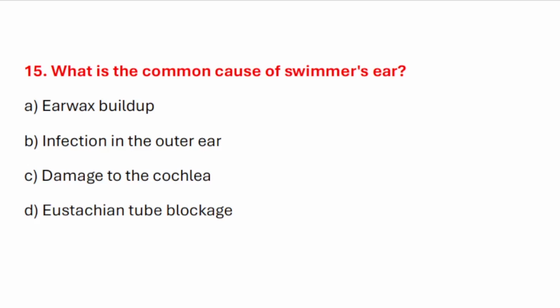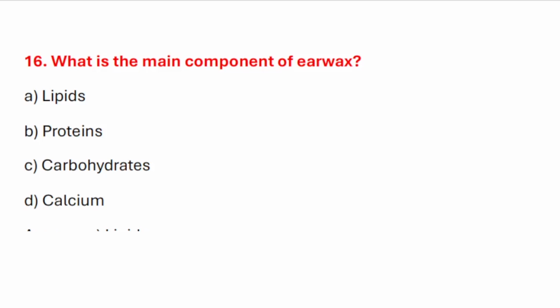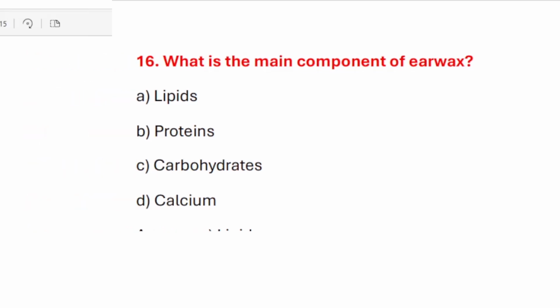Question number 15. What is the common cause of swimmer's ear? Correct answer is option B, infection in the outer ear. Question number 16. What is the main component of earwax? Correct answer is option A, lipids.